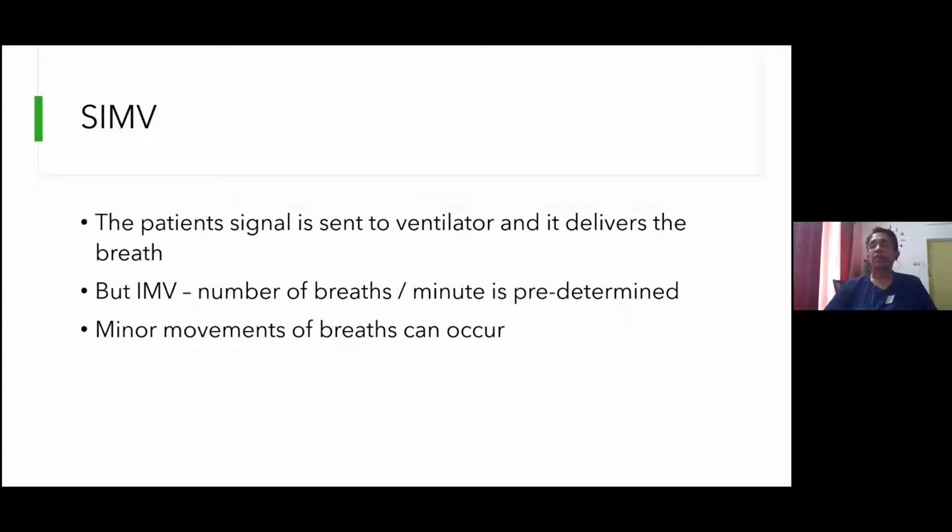In SIMV, that is almost actually, I would say IMV alone, the patient signal is sent to the ventilator. If the baby tries to breathe, then the signal is sent to the ventilator, and then the ventilator delivers a breath in response to the signal. But it still is an IMV. That means the number of breaths you have dialed when you set the ventilator up would always be given. Only minor movements of the breath can happen. Either the breath can be delivered by the ventilator a little earlier or a little later.